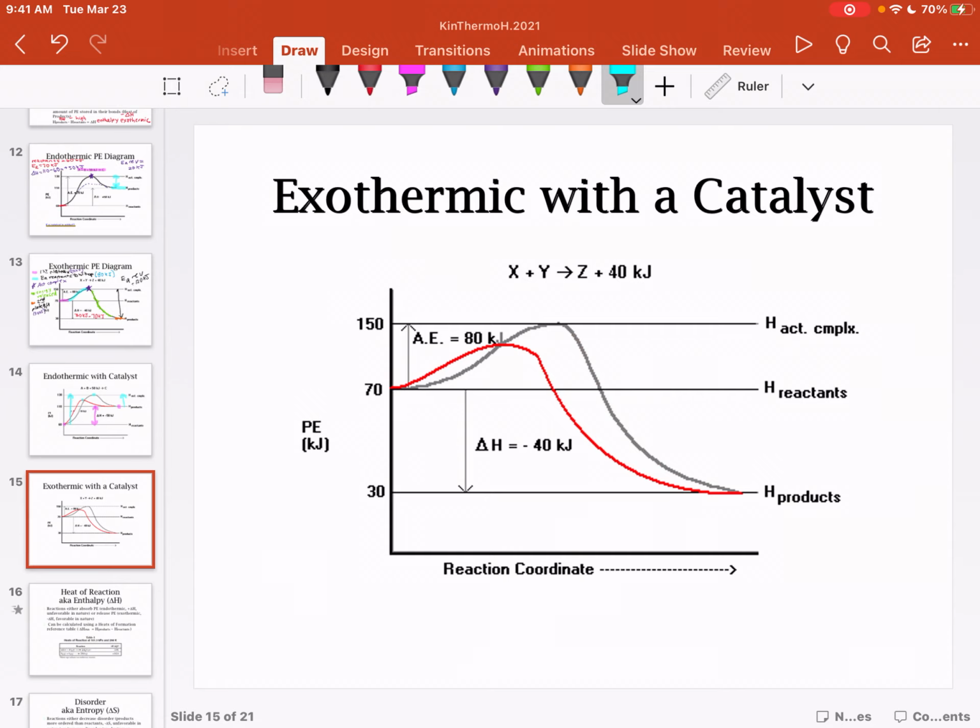If we take a look at an exothermic reaction with a catalyst, we can see the same thing. Reactants unaffected, products unaffected, delta H unaffected. Activation energy goes to the top of the hill, that's affected. Activated complex goes to the top of the hill, that's affected. Activation energy of the reverse reaction goes to the top of the hill, that's affected as well.